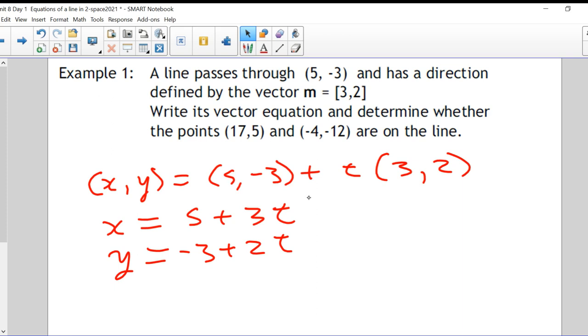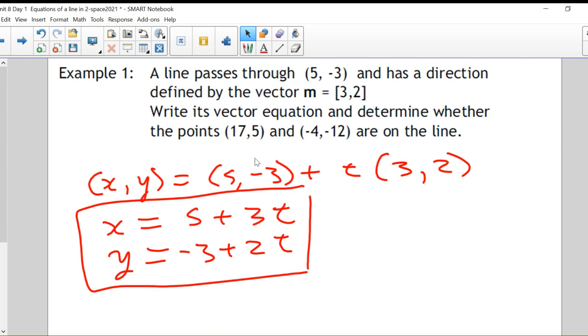So the question is, if these are the equations, well, first of all, the original equation is this here. That's the vector equation. They usually refer to these as the parametric equations that I just wrote out, where x is equal to 5 plus 3 times t, and y is equal to minus 3 plus 2 times t.